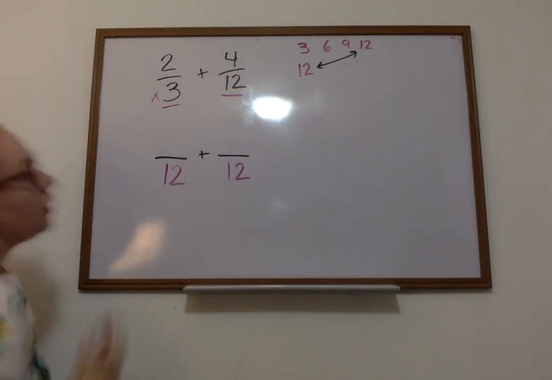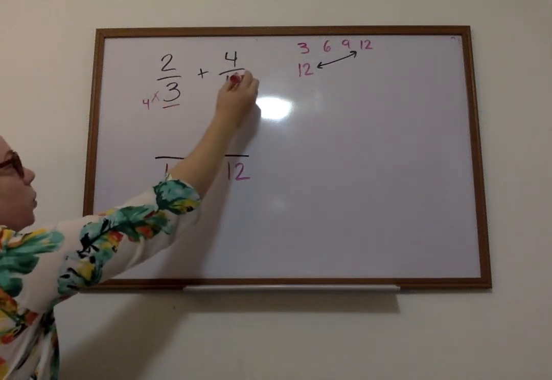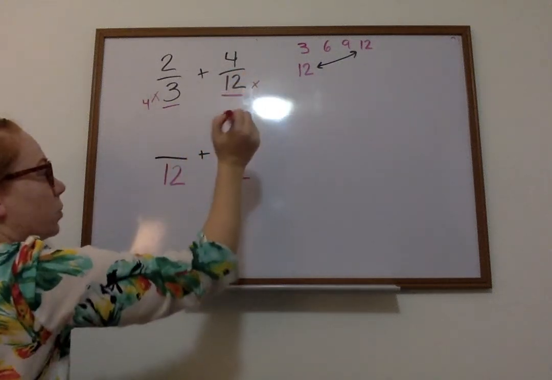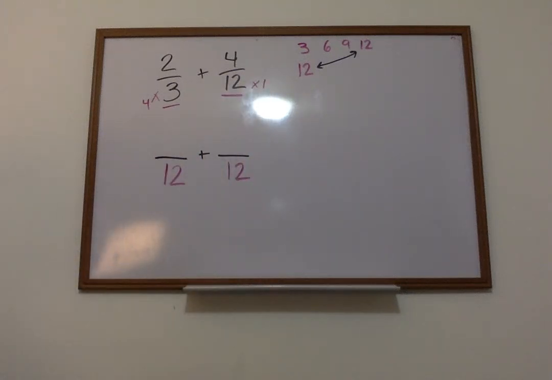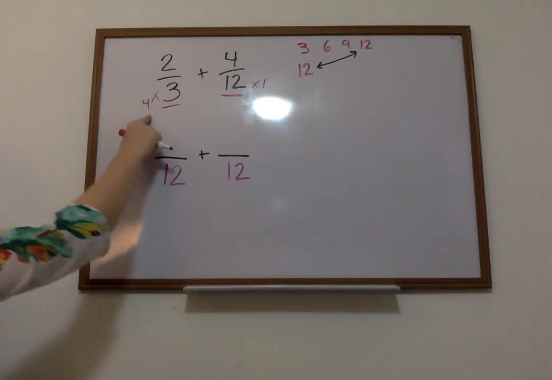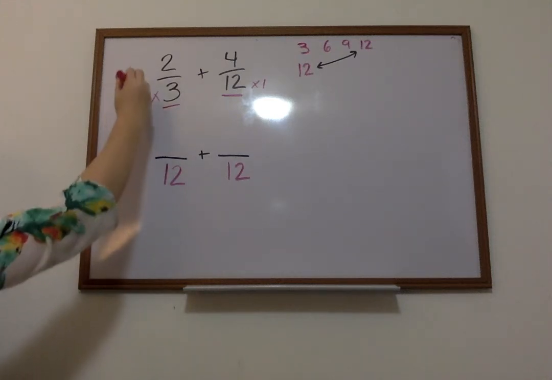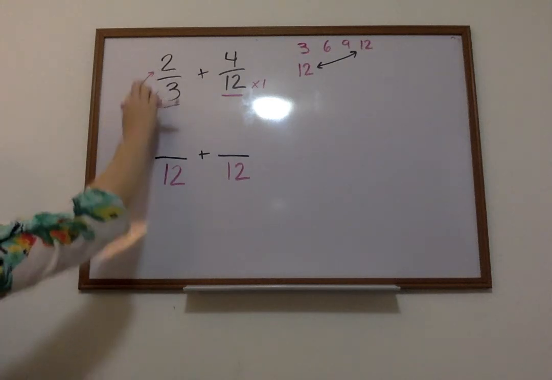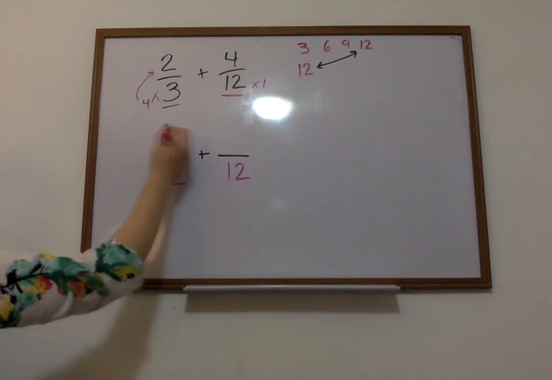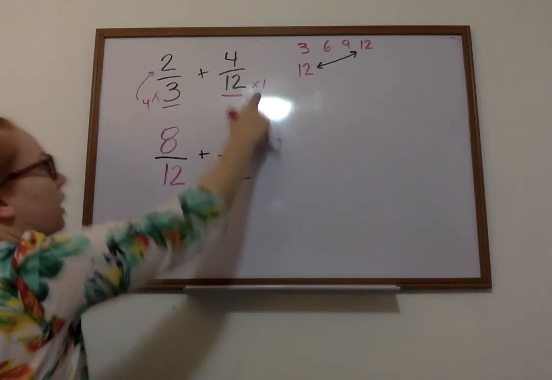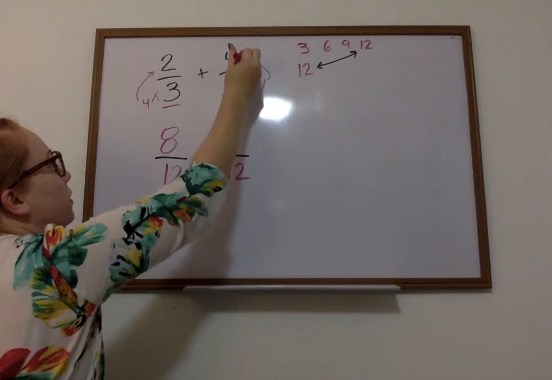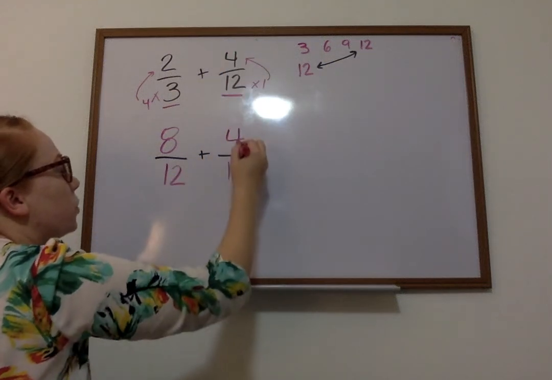So 12 is the new denominator, and I got to ask myself, 3 times what gave me that 12? 3 times 4. 12 times what kept my 12? A 1. Whatever you do to the bottom, you must do the top. So since I multiplied my denominator by 4, I got to multiply the numerator by 4. 4 times 2 is 8. Since over here I multiplied my denominator by 1, I got to multiply my numerator by 1. 4 times 1 is 4.